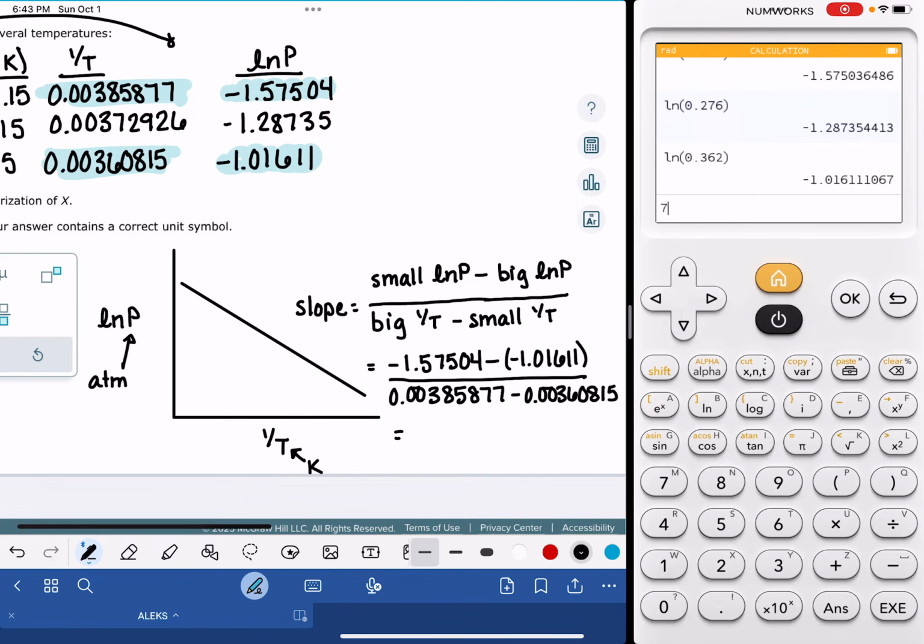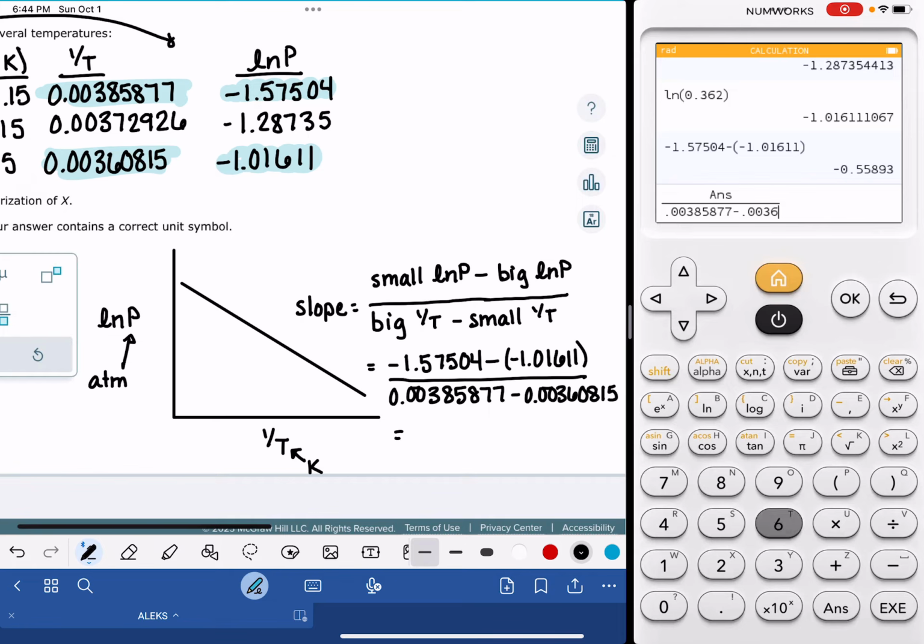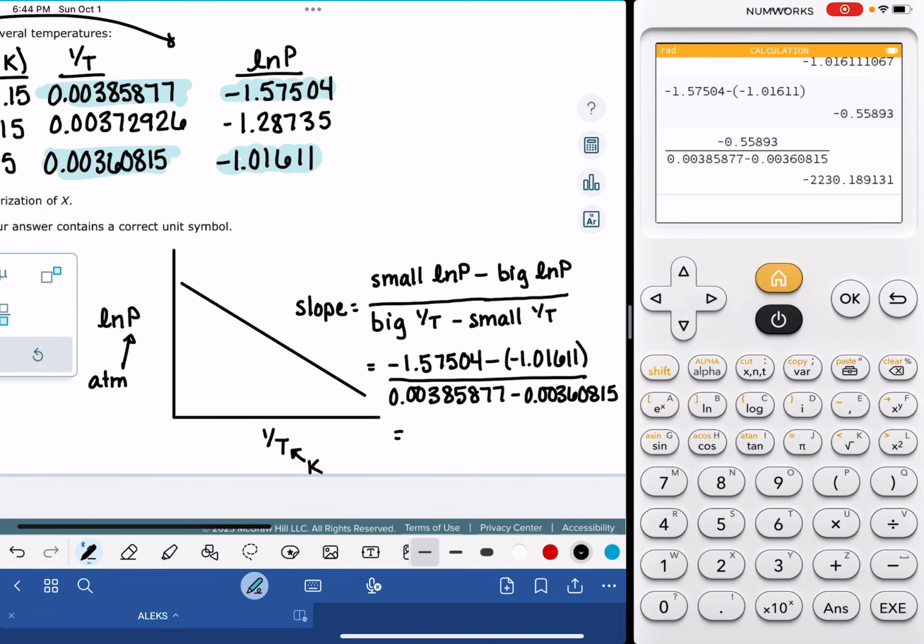And I'm going to use my calculator to calculate the value of that slope, 1.57504 minus a negative 1.01611. And that I'm going to divide by 0.00385877 minus 0.00360815. This is a really brutal ALEKS problem. There are so many spots where you could just copy the wrong number down and then you are in trouble because you're going to get the problem wrong.